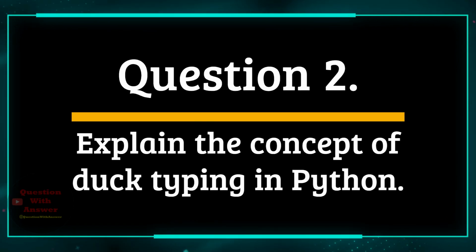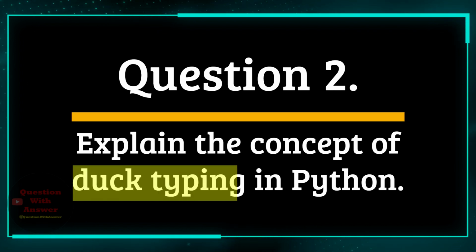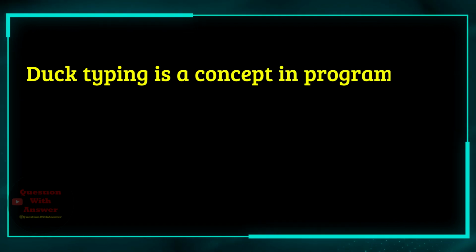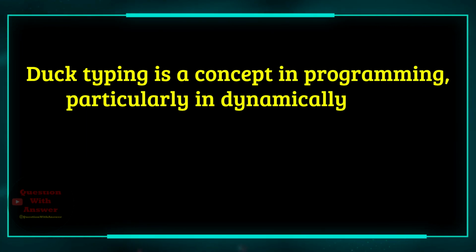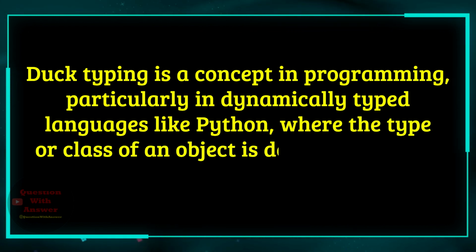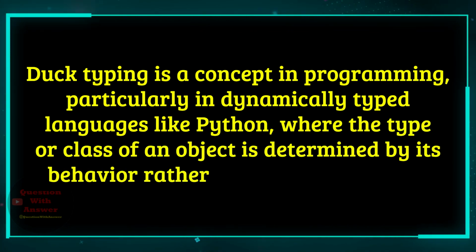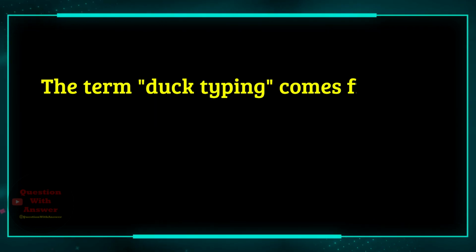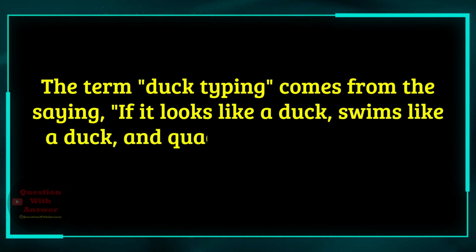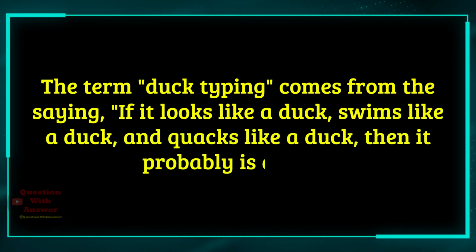Question 2. Explain the concept of duck typing in Python. Answer. Duck typing is a concept in programming, particularly in dynamically typed languages like Python, where the type or class of an object is determined by its behavior rather than its explicit type. The term duck typing comes from the saying, if it looks like a duck, swims like a duck, and quacks like a duck, then it probably is a duck.